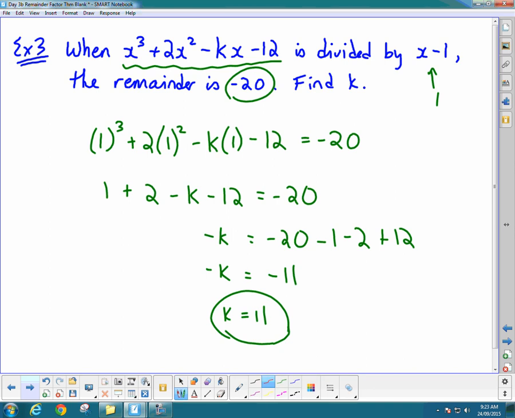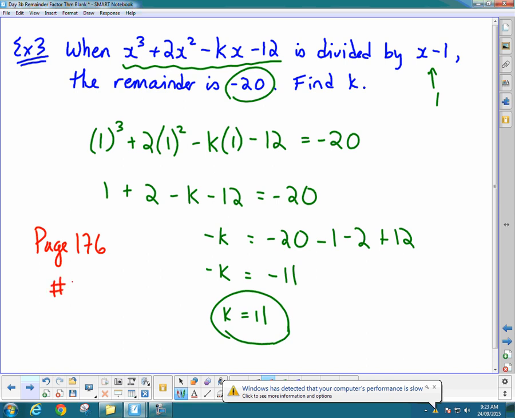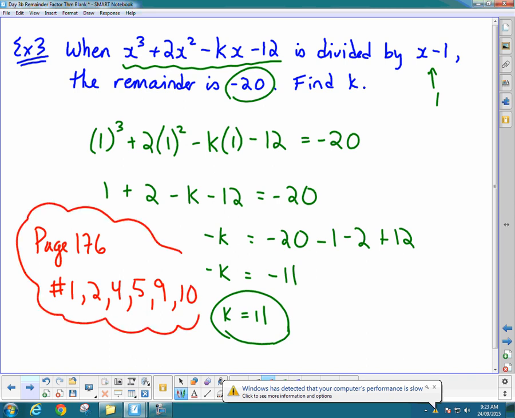So this is just getting used to these two theorems. These two theorems are going to be your first steps of doing huge factoring. And the huge factoring is what we're going to do next time I see you. So if you want to practice, you can practice 176, numbers 1, 2, 4, 5, 9, and 10. Again, as I said, these are quite a few questions. I don't expect you to do all of them. But do at least one like this example 3 with a k, because they'll probably ask you to do something like that. The other ones, it's just a matter of practicing the remainder and factor theorem.